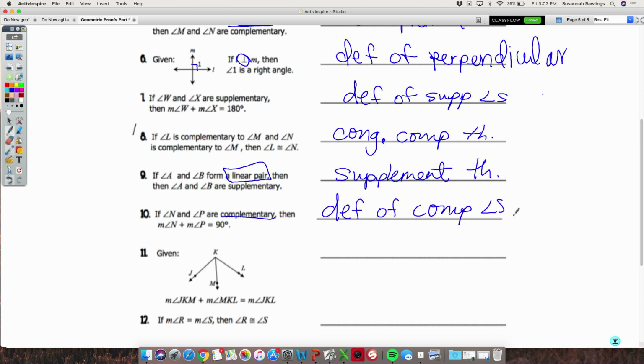Okay, number 11 was the only one that was not on your paper, but I know the girls in the back figured it out. It said JKM, so we're adding together a small piece, plus MKL, my other small piece, and JKL is the whole thing. When I add together the 2 parts to get the whole thing, what did you get? Angle addition.